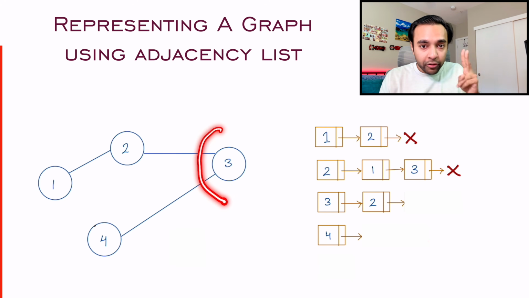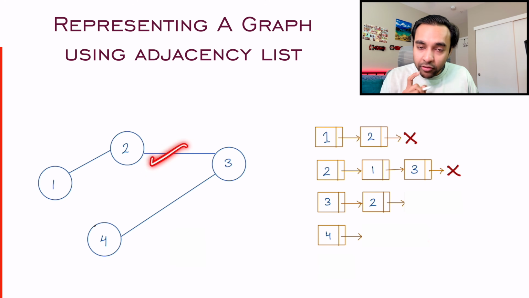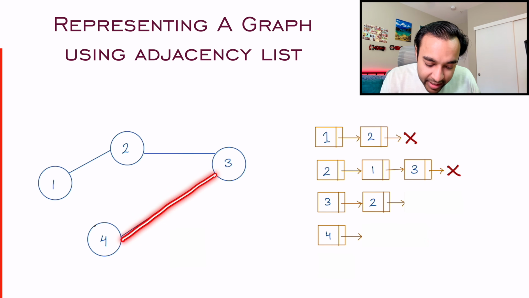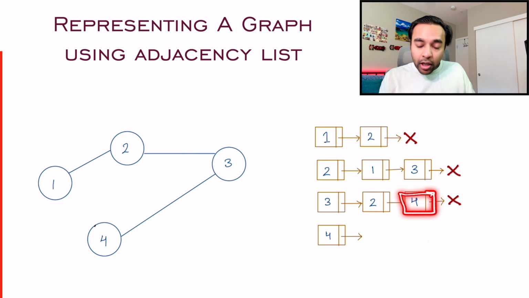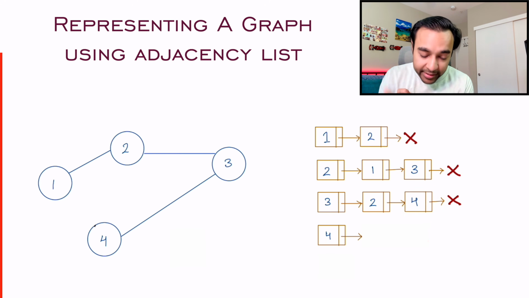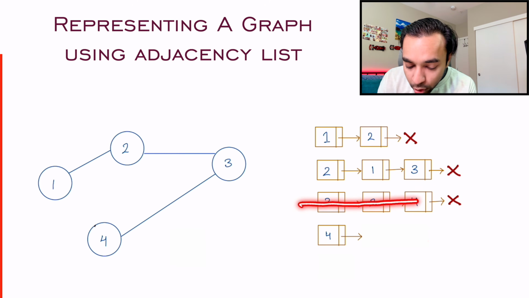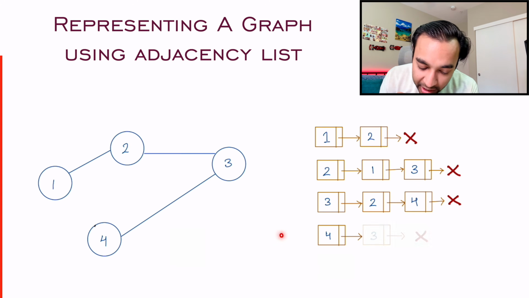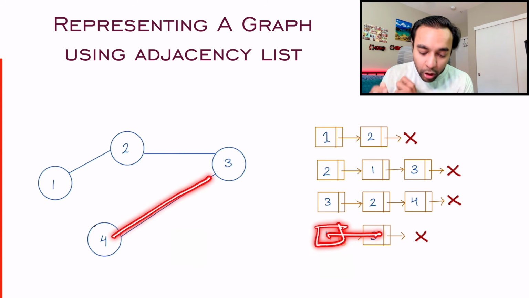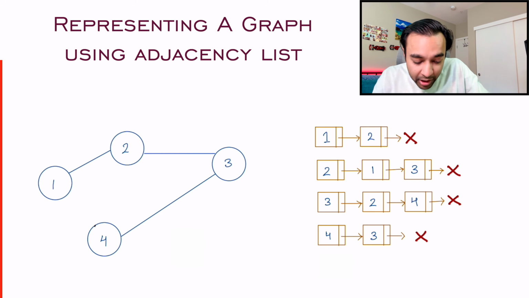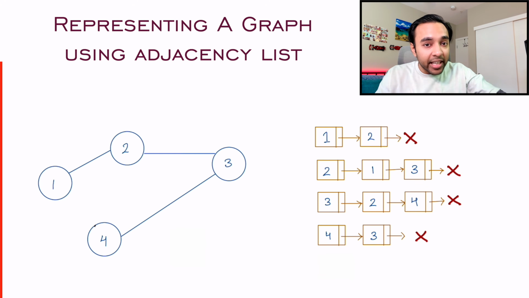Node 3 has a total of 2 edges. You are already done with one of the edges and the next edge is between 3 and 4. So I am going to add one connection to my third list. So you can see node 3 is now connected to node 2 and node 4. And similarly, you will add this connection to your fourth list as well. So node 4 is also connected to node 3. So this is how you are representing a graph using an adjacency list.